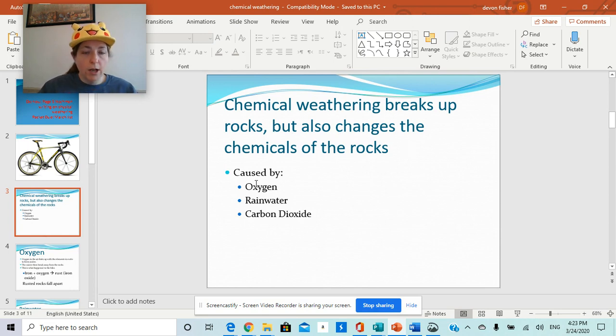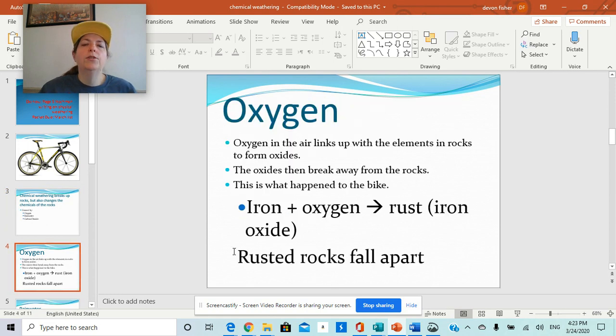There are three things that cause chemical weathering. That's oxygen, rainwater, and carbon dioxide. So oxygen in the air hooks up with the elements in a rock to form oxides. The oxides then break away from the rocks. This is what happens to a bike. Iron and oxygen make rust, or iron oxide. These rusted rocks fall apart. This is important. This usually shows up as a Regents question.